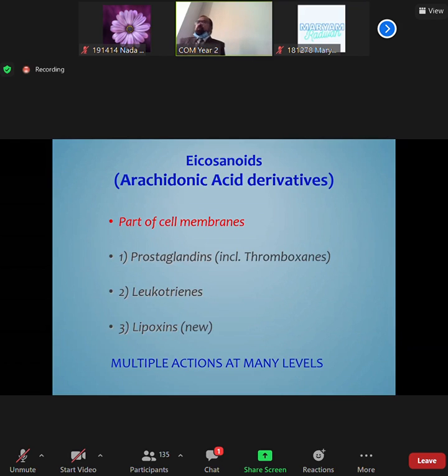Eicosanoids are arachidonic acid metabolites. They are derived from the cell wall phospholipid area, and they are prostaglandins, thromboxane, leukotrienes, and lipoxins. Lipoxin is a new one, and the function of lipoxin is to close the inflammatory process.